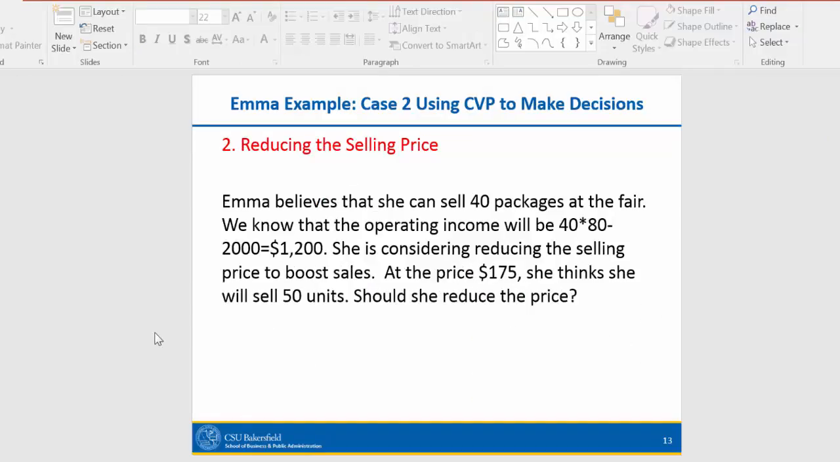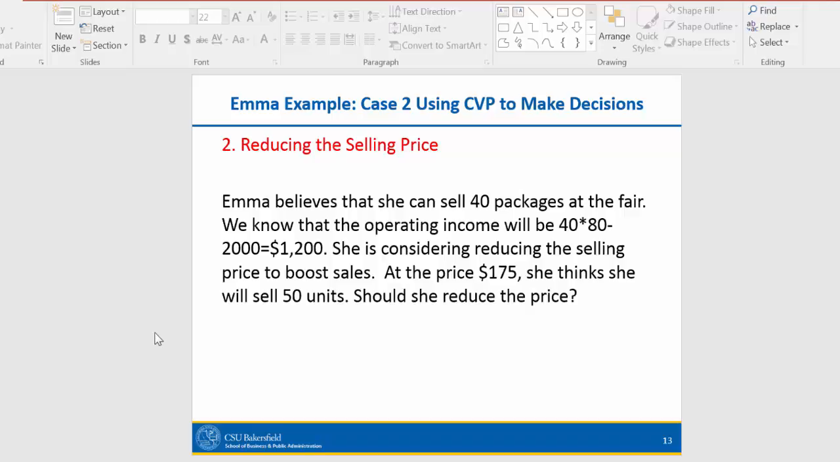So this is our first option. The second is, in addition to advertising the products, Emma can also think about a second option. How about reducing the selling price? Maybe many clients have the problem of affordability. They consider $200 too expensive to afford. Maybe there are many other competitors who offer cheaper materials. So that can be an issue for Emma.